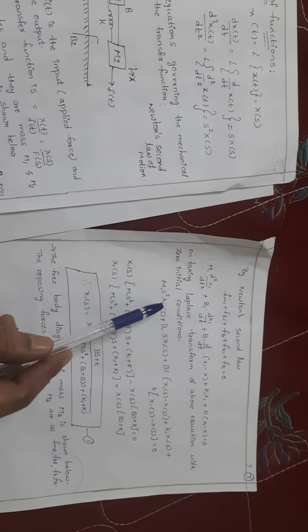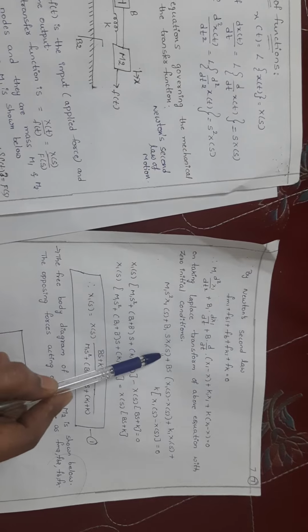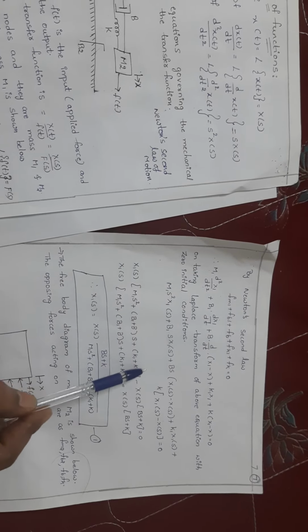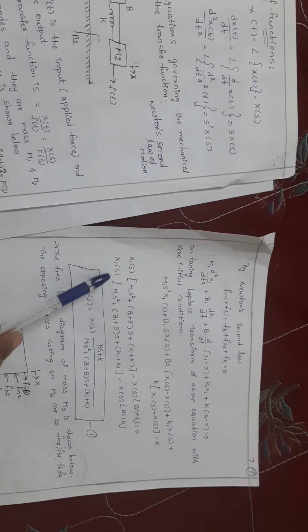So you need to take x1 of s common. You take x1 of s common here, this and this. If you take all those common, you write the terms here. And if you take x of s common, you write the x of s common terms and separate them. x1 of s is equal to x of s.